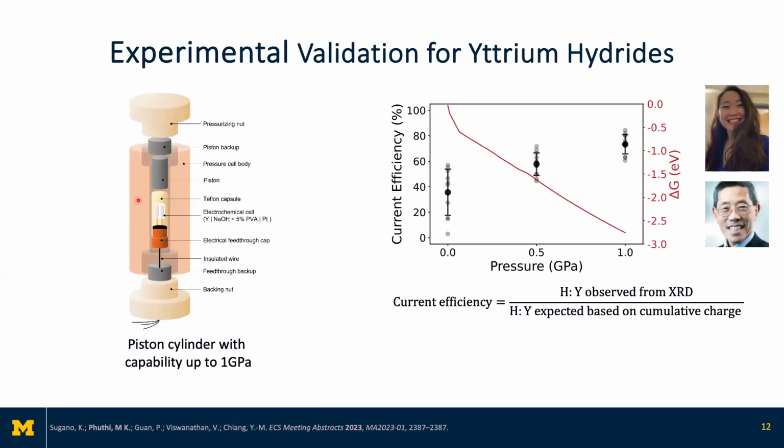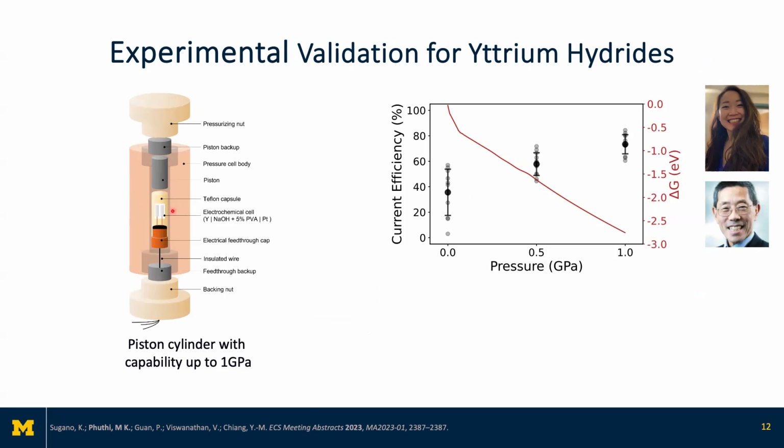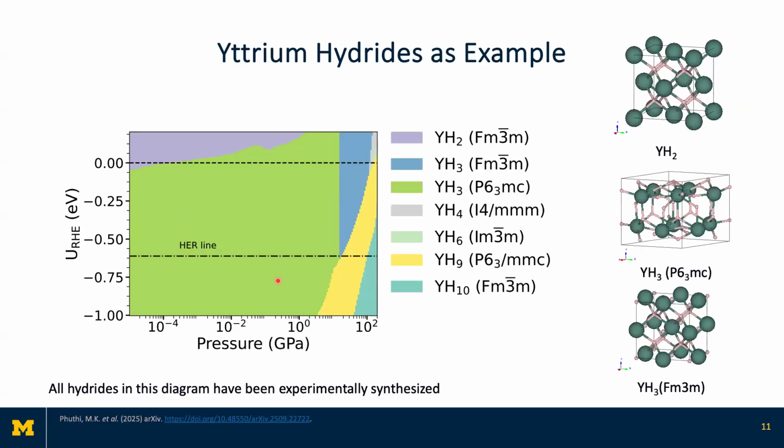So I'll highlight some details from an experimental collaboration we have with Yet-Ming Chiang's group at MIT. Karen gave this talk a couple months ago where she showed this piston cylinder apparatus that she has that can go up to 1 gigapascal. And if you go back to this figure, 1 gigapascal is very deep in this YH3 region, so you're not going to form anything higher than YH3.